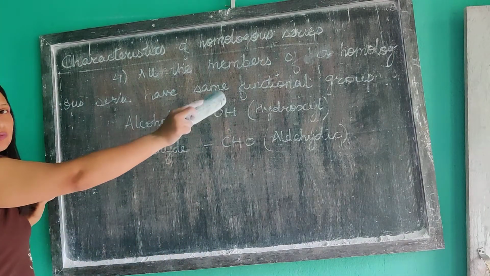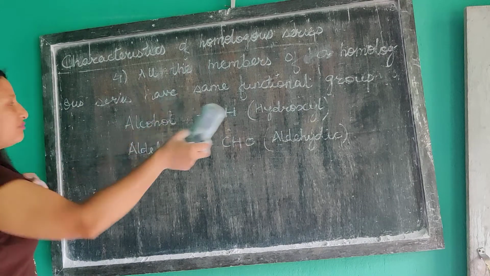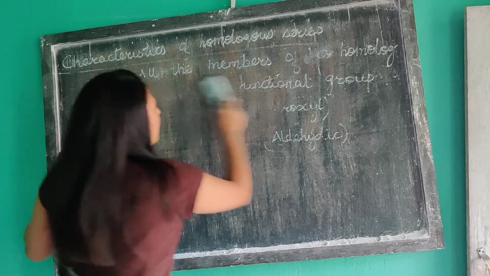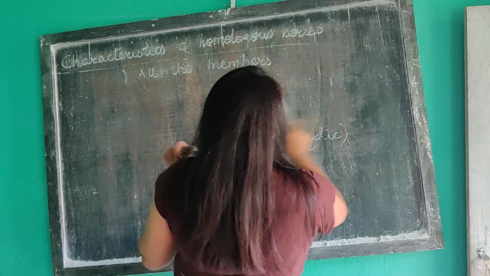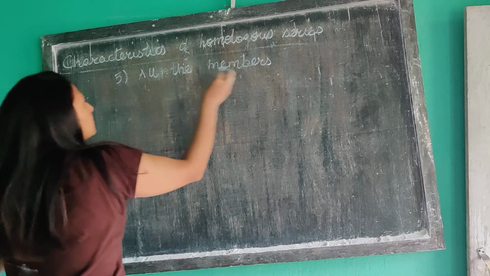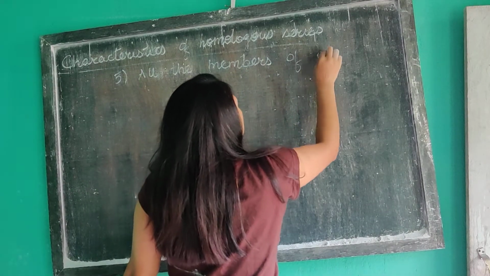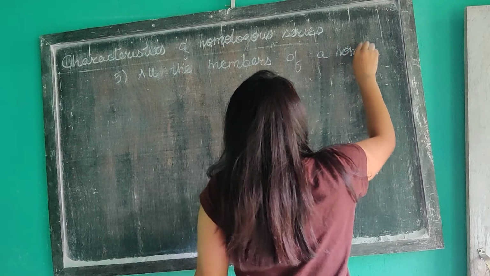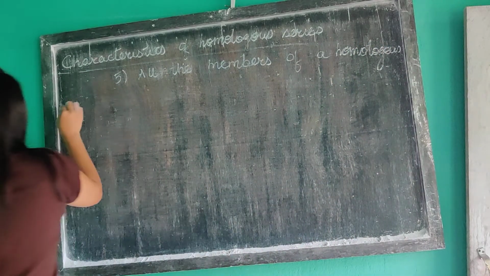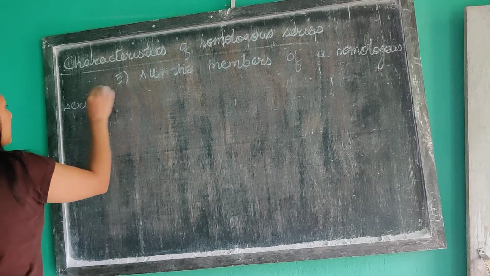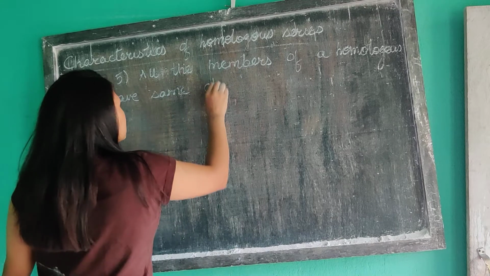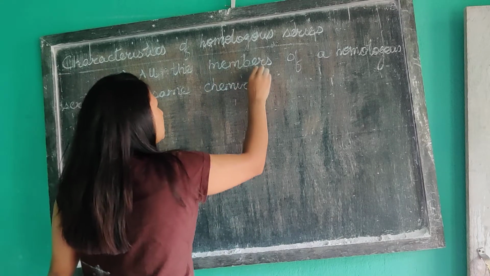Okay, since they have the same functional group, they will have the same chemical properties also. So fifth, all the members of the homologous series have the same chemical properties. Okay, I'll give you an example.